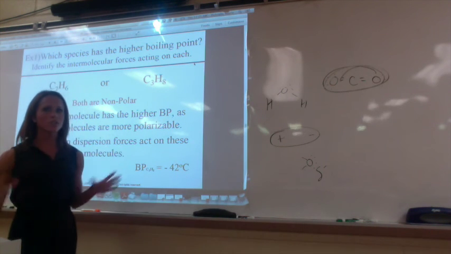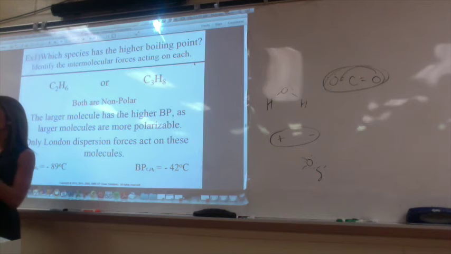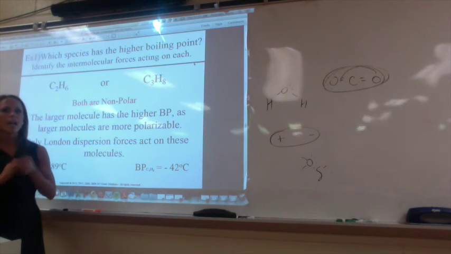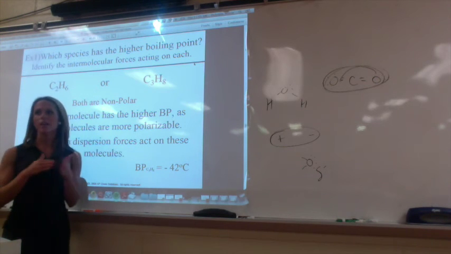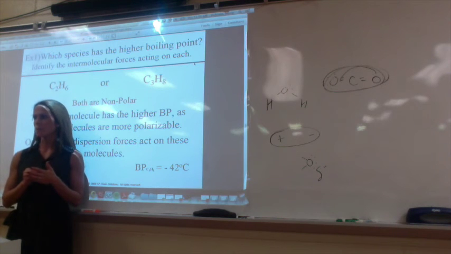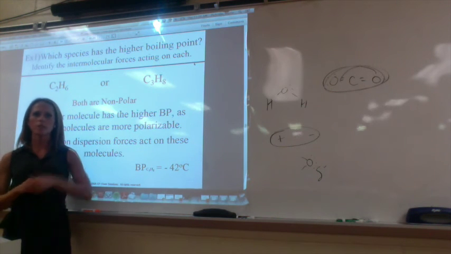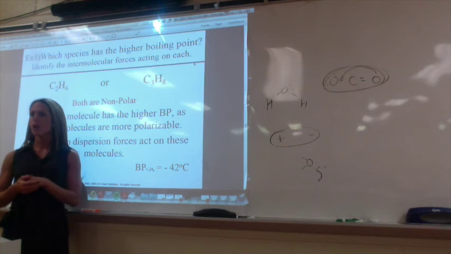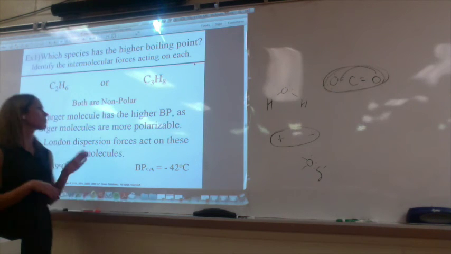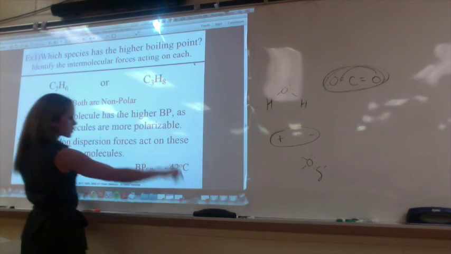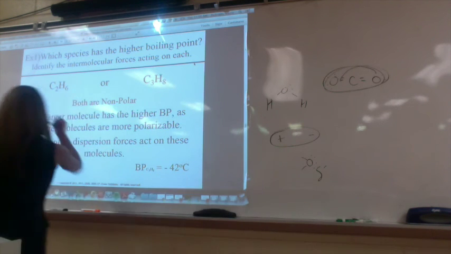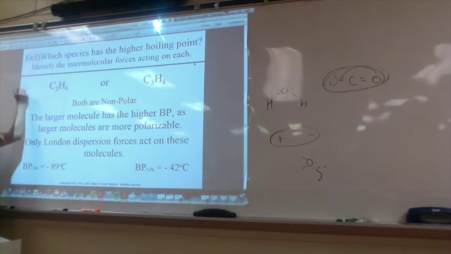So all of your questions are going to ask you what happens with this, or which one has the higher boiling point? And you always have to compare and contrast and talk about both molecules. You can't just pick one and say this one because it has hydrogen bonds. You have to talk about the forces of attraction on each of them. So C2H6 or C3H8? If you're not sure of structure, draw it.